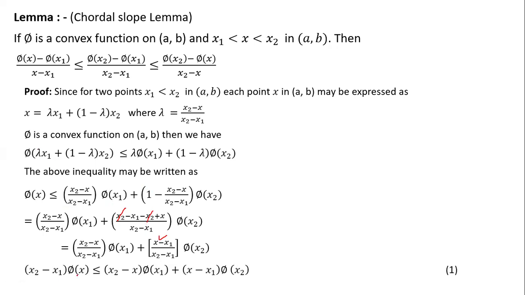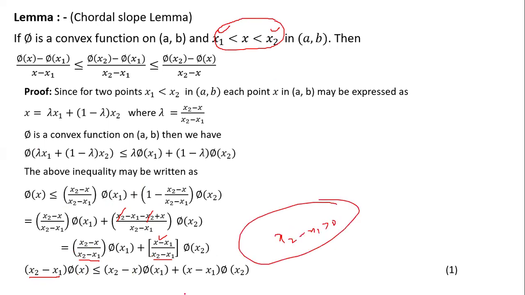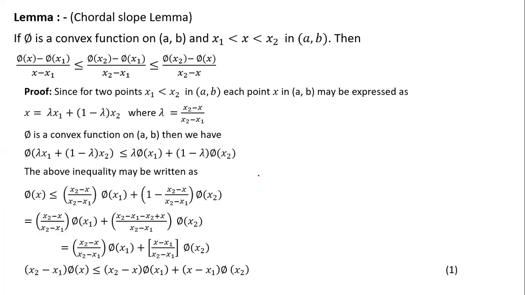So simply I have multiplied by x2 minus x1 on both the sides. Okay. And obviously we have assumed here that x1 is less than x2, so it is no doubt that x2 minus x1 is positive. So that's why we can obviously multiply it on both sides. So now we have got this equation and marked it as equation number 1.